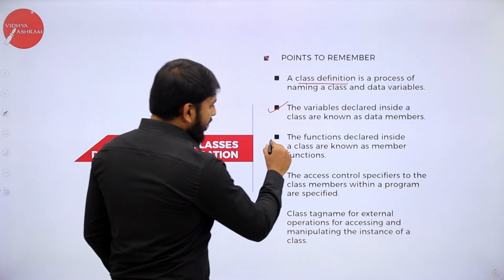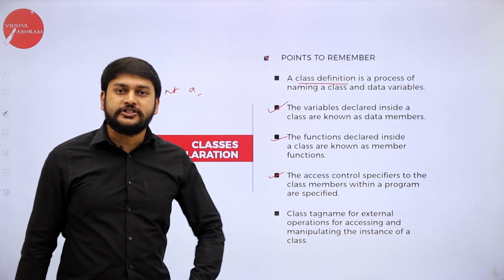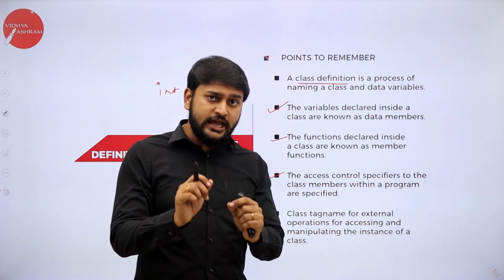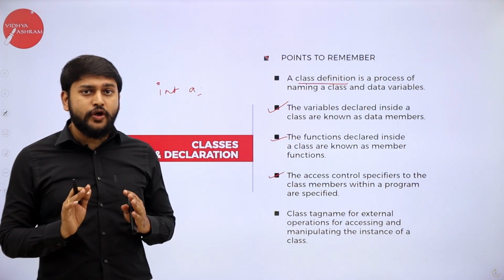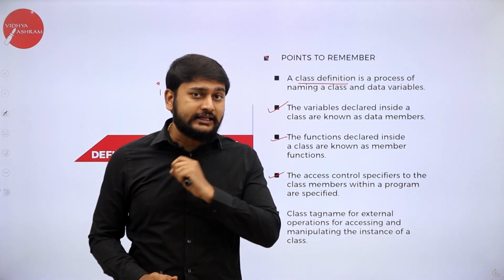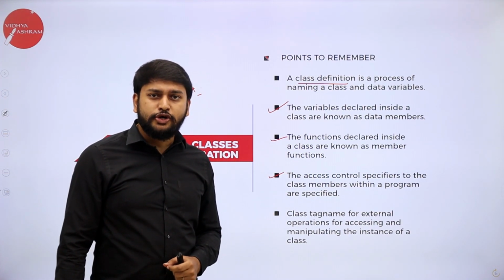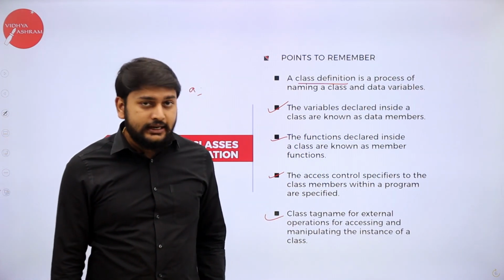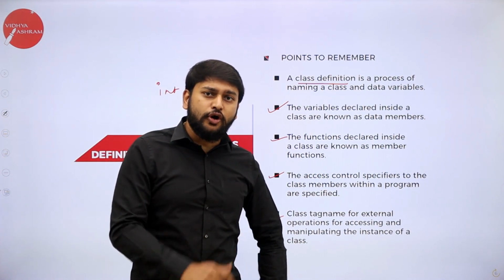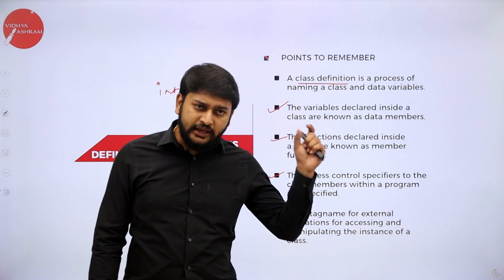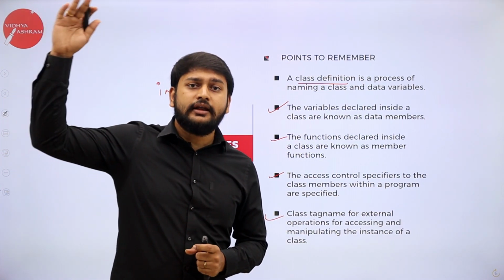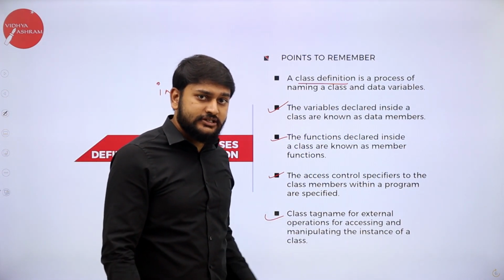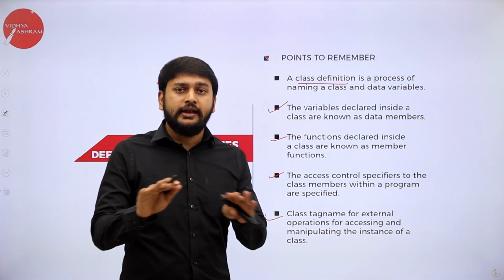Moving on to the fourth point, access control specifier. It's very simple, guys. Access control specifier means who should be able to see and who should not be able to see. That is what I specify with a feature called access specifier. I'll discuss this topic in detail in the coming classes. The fifth one is class tag name. I'll be using a keyword called class. Using that keyword, I will declare the entire class, and each class will have a unique name, which I'm going to discuss in the next slide in detail.